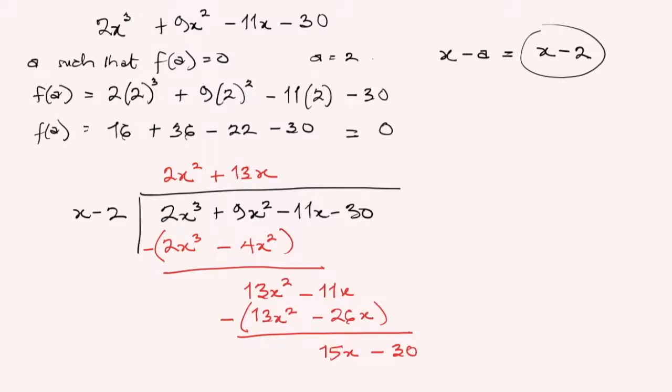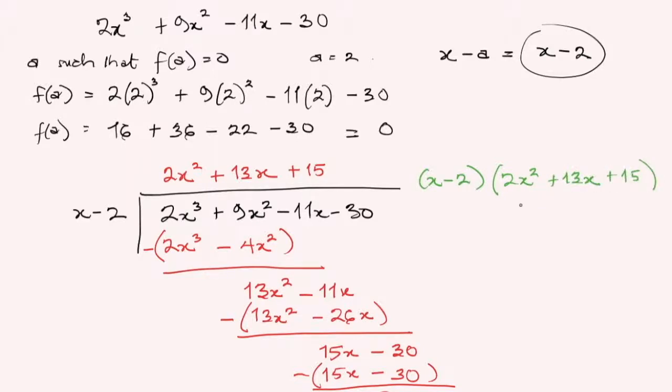15x divided by x, that's equal to plus 15. 15 multiplied by x is 15x. 15 multiplied by minus 2 is equal to minus 30. So if we subtract this, obviously they are equal, so this leads to 0. So our new factors are x minus 2, which is the initial one that we had guessed, and 2x squared plus 13x plus 15. So the next thing we have to do is to factorize this quadratic equation.